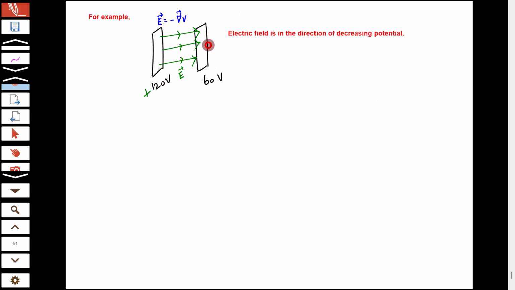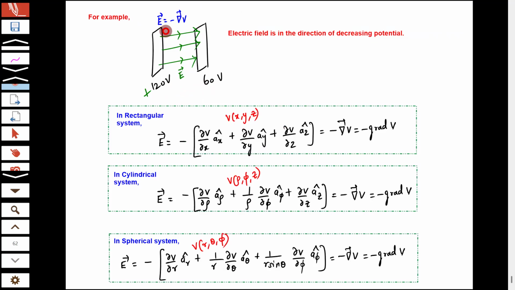V is changing with respect to distance, and that change is the negative gradient, meaning minus dV by dL is indicating the electric field intensity vector. That is, electric field is in the direction of decreasing potential. So we can write the mathematical form of E equals minus del V in all the three coordinate systems. In the rectangular system, the del V expression can be given as this, which means variation of V with respect to X in the X direction, variation of V with respect to Y in the Y direction, variation of V with respect to Z in the Z direction, where V is a function of X, Y, Z in the rectangular system.